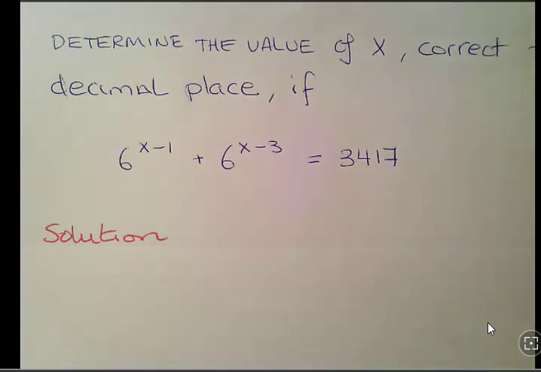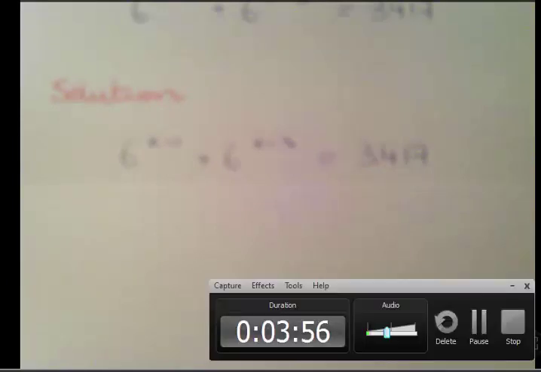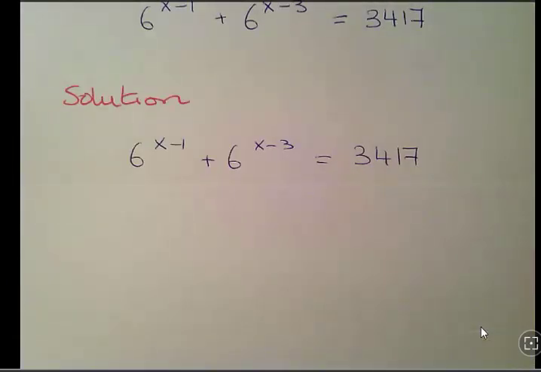I'm going to pause the video a second, just to focus. There we go, sorry about that. So we have 6 to the power of x minus 1 plus 6 to the x minus 3 equals 3417.